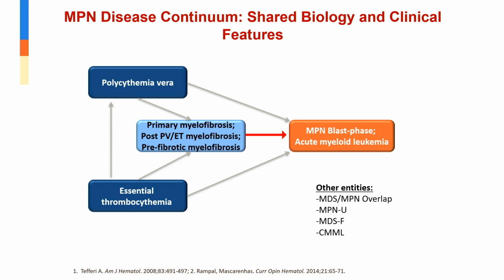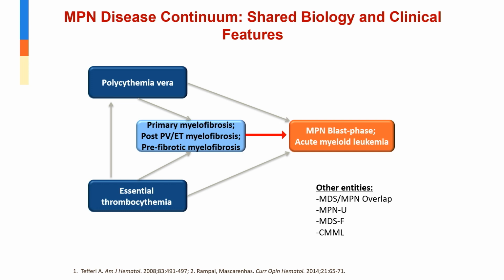But there are defined criteria for PV, there are defined criteria for ET, and there are defined criteria for myelofibrosis. MF can occur after ET or PV, it can occur as the initial diagnosis, and then there's a newer entity called pre-fibrotic MF, which shares a lot of characteristics with ET.